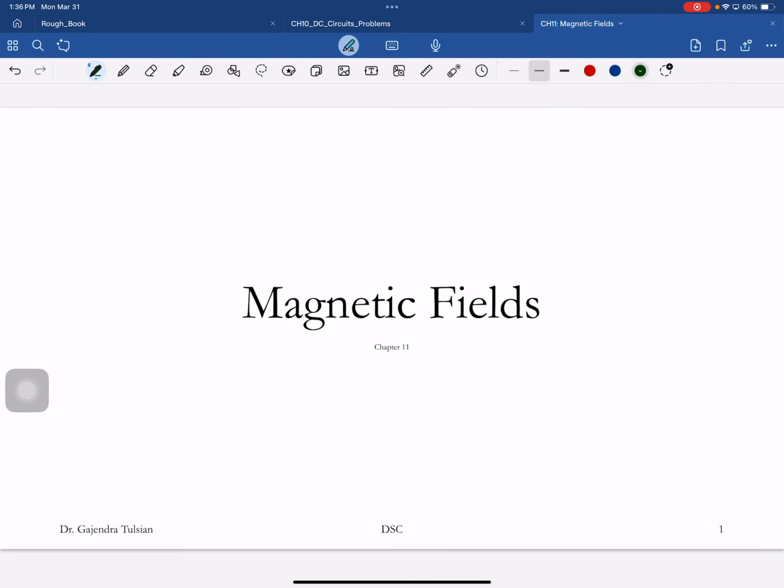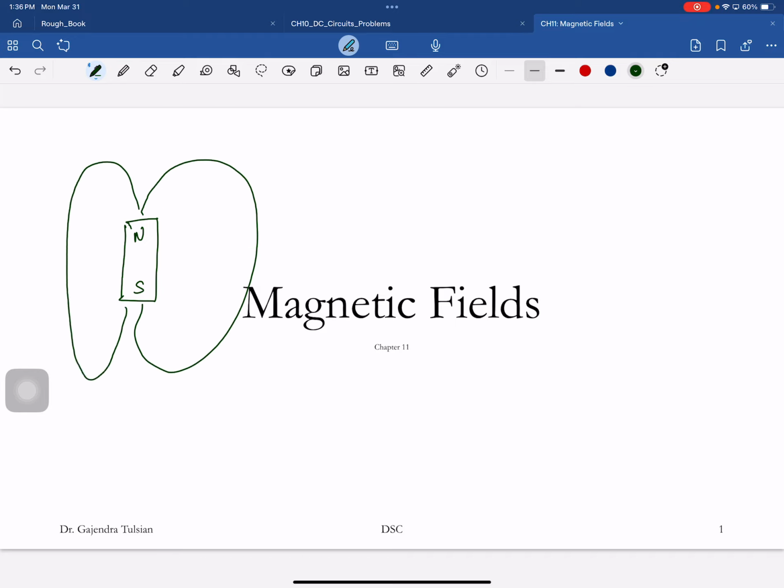All right, so in this chapter, we'll study magnetic fields. What we'll see is, you guys have probably all seen magnets and played with magnets. Magnets will produce magnetic fields like this. Magnetic fields are denoted by B. And they're vector fields.